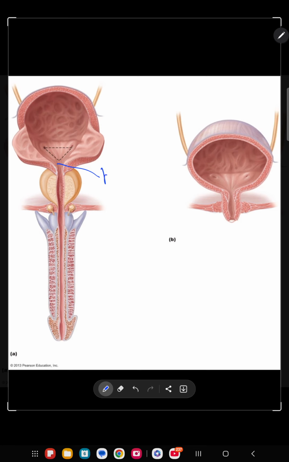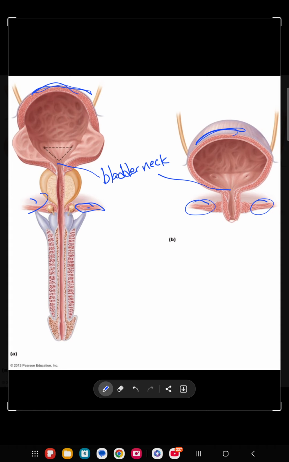You have your bladder neck for both male and female. And of course, the outer layer for both of these is the peritoneum. And then right here and here, on both sides, for male and female, is the urogenital diaphragm.